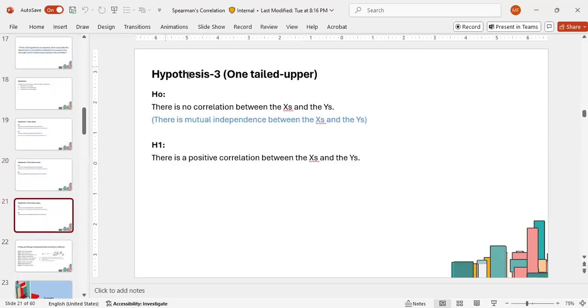Similarly, in the case of a one-tailed upper hypothesis, we have the same null hypothesis that says that there is no correlation between x's and y's, or there is mutual independence. However, in this case, the alternate hypothesis says that there is positive correlation because it is upper. This means that something is moving forward. So here, positive correlation between x's and y's.